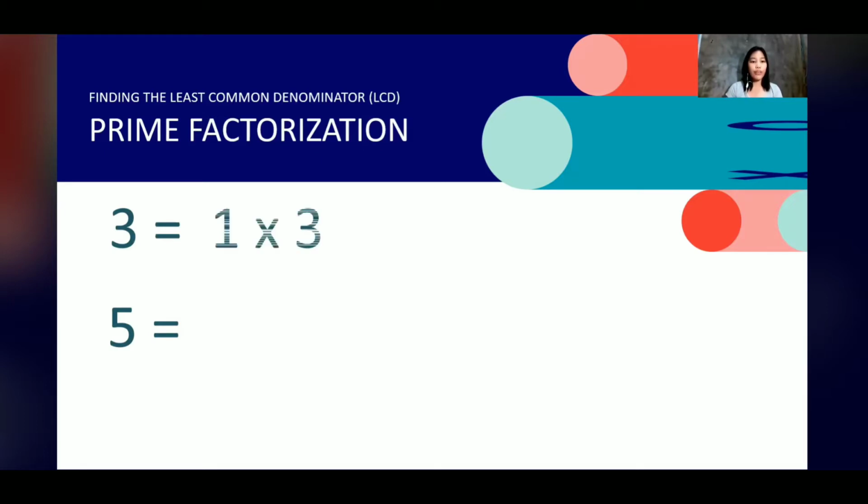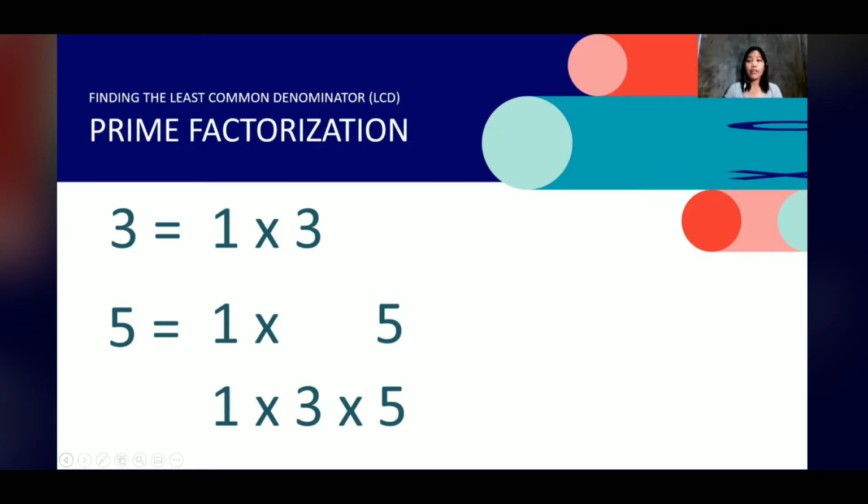So the prime factors of 3 is 1 times 3. And the prime factors of 5 is 1 times 5. And then we'll get 1 times 3 times 5. So if there are common factors, they will be considered as 1. Just like in this case, 1 and another 1 in number 5. So they were considered as only 1. So 1 times 3 is 3 times 5, 15. So our LCD is 15.